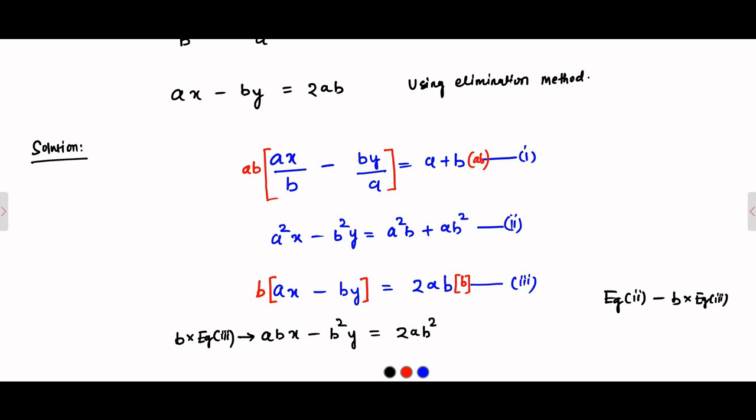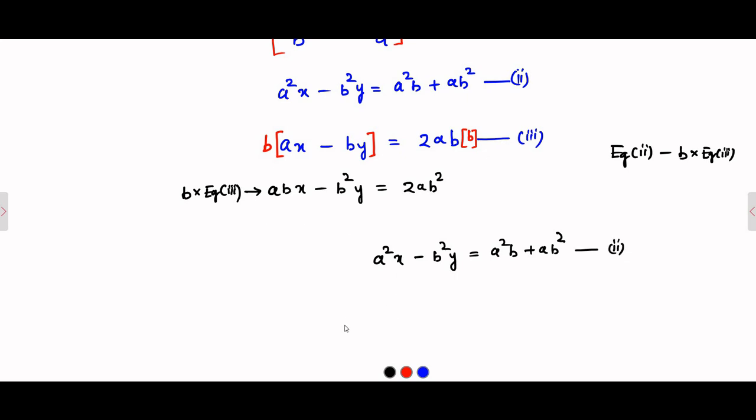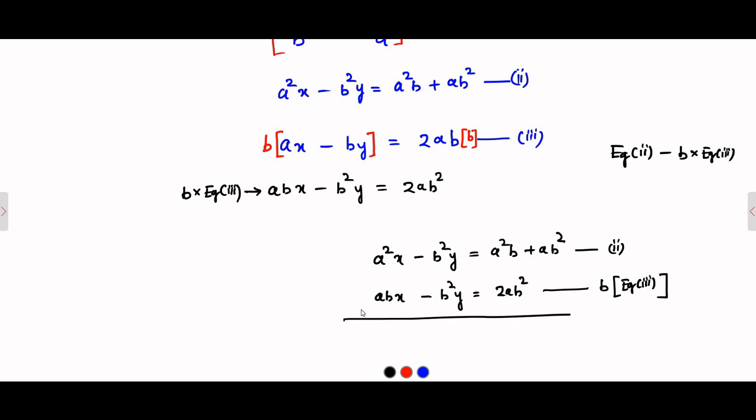So for that we have equation 2: a square x minus b square y equal to a square b plus ab square. This is equation 2 and this is b into equation 3: abx minus b square y is equal to 2ab square. Okay. So when we subtract them, this is minus, this will be plus, this will be minus.